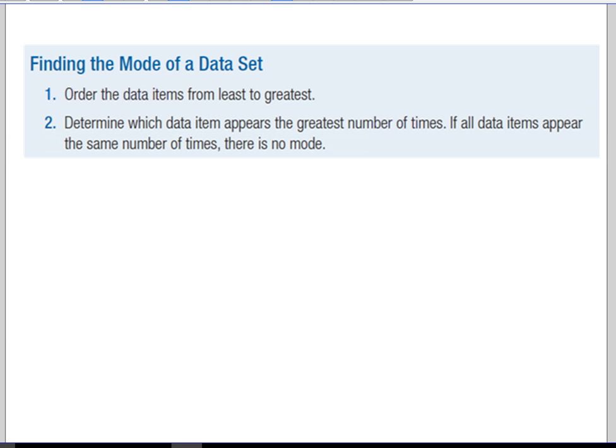Now let's look at finding the mode, again, most often. It's also very helpful to organize the data from smallest to largest, and then you just look to see which data item appears the greatest number of times. If all data items appear the same number of times, then there is no mode. And if there isn't a mode, make sure you write none on your paper. For a quiz or a test, don't just leave it blank.